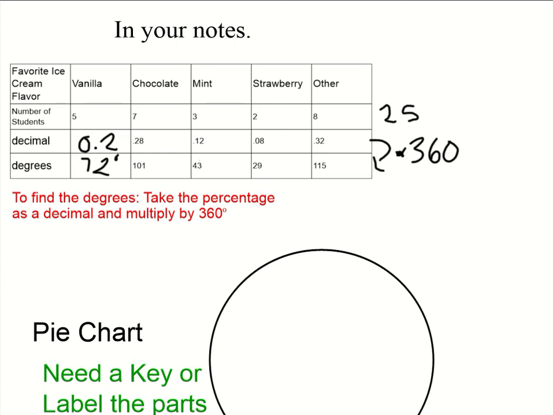Sometimes when you have to round, which we did round three of these, you might end up with 361 degrees or 358 degrees. As long as it's like 2 or 3 away from 360, you're good. But if it's more than that, then you need to go back and you need to double check that your decimals are correct and that your rounding for your degrees were correct for them.